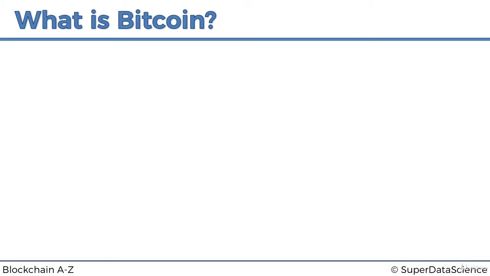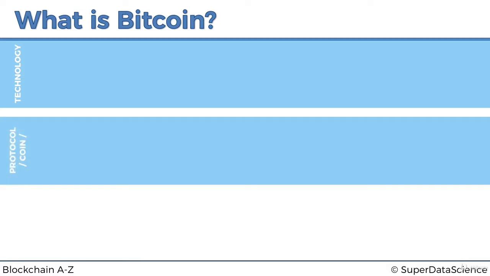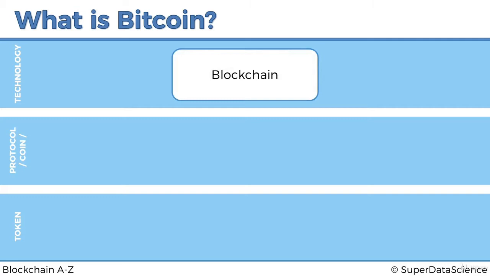In the crypto world, there are three very important layers. Layer 1 is technology. Layer 2 is protocol and also includes coin. And layer 3 is token. And this is going to be our roadmap of where everything fits in, how the puzzle comes together. At the top, we've got blockchain. That is the technology that we've been talking about in module 1, and we've discussed in detail. We know how it works.